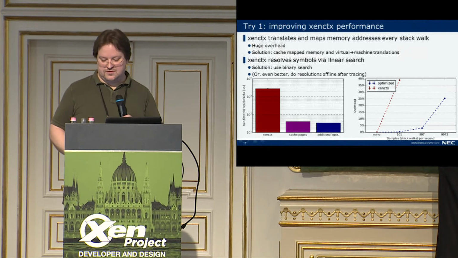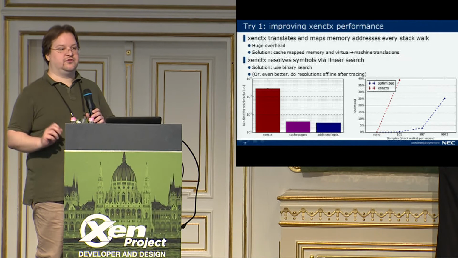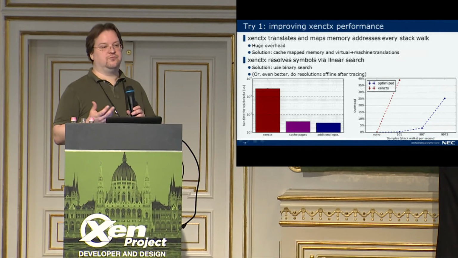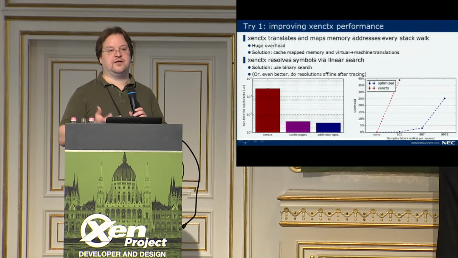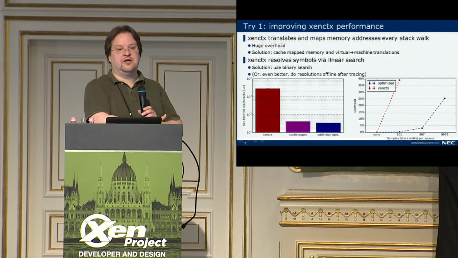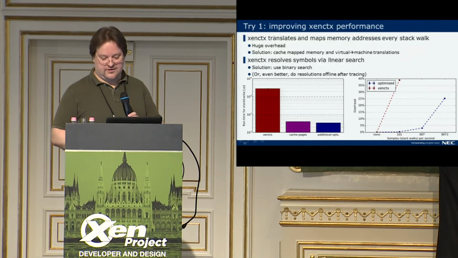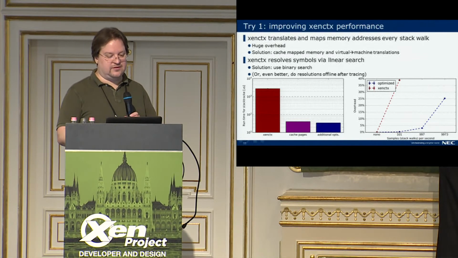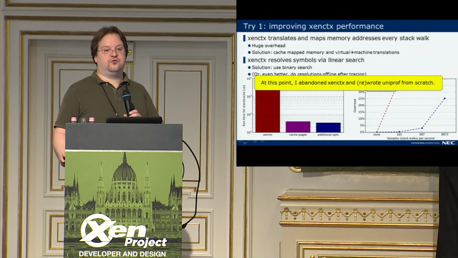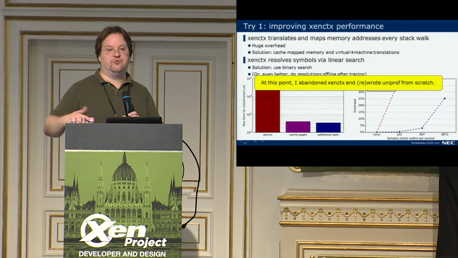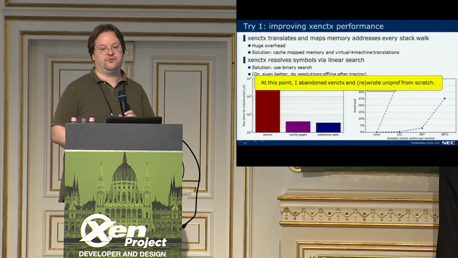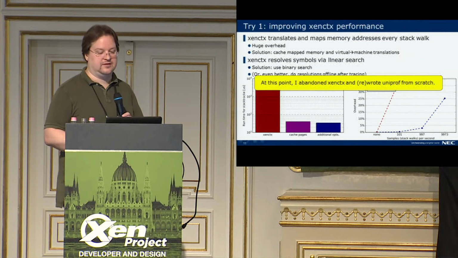Now, the problem is I realized the more I was changing Xen CTX, the more I was moving away from what the tool actually did. So I added some functionality here, but then I threw out some other functionality there to make it more lean. And all of that really made me think that it would be better not to just change this tool over and over again, but I then decided to basically take the lessons that I learned from this and rewrite a new tool, Uniprof, from scratch. And the remaining numbers are basically about that.